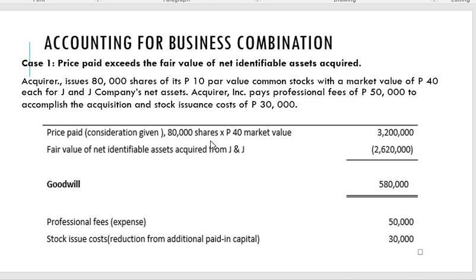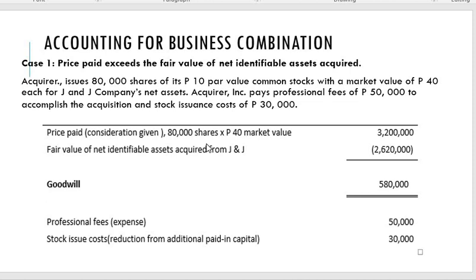So, our first case: what if the price paid exceeds the fair value of the net identifiable assets acquired? Again, if the price paid exceeds the fair value of the net identifiable assets acquired, there is goodwill. So, assume that the acquirer, Incorporated, issues 80,000 shares. Meaning to say, its consideration is an equity instrument; it issues its own shares to purchase the net assets of J&J Company.